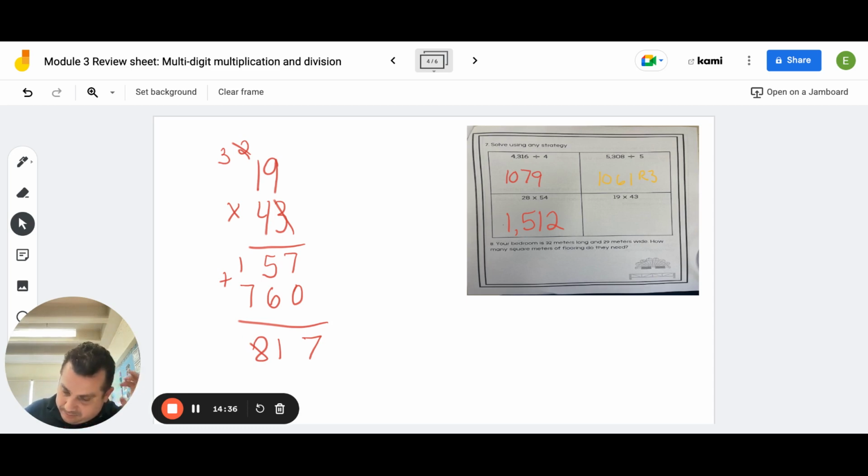I'm going to check it by doing an area model. I make my window. 19 is 10 plus 9. 43 is 40 plus 3.